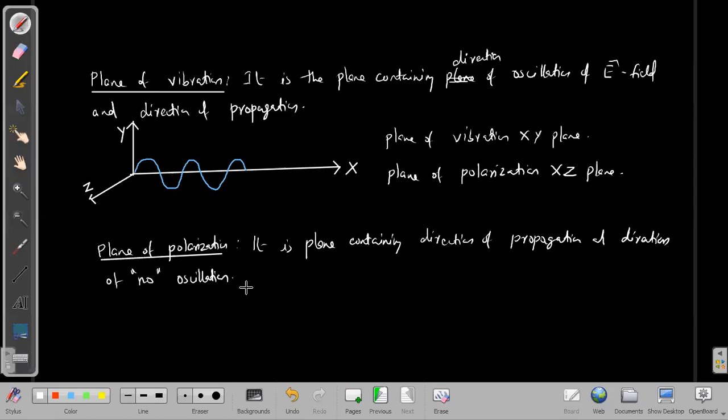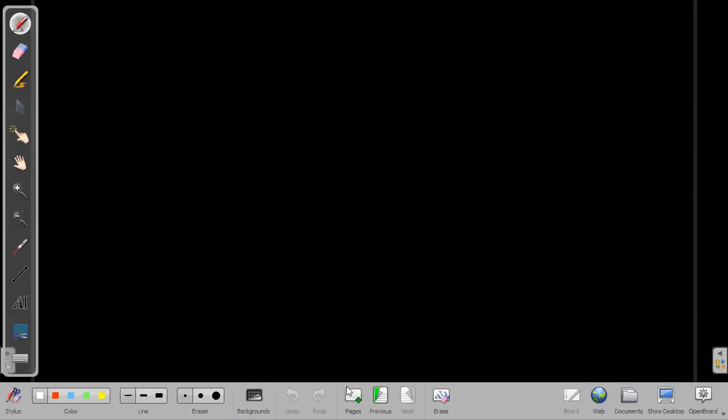Okay, now so once we have discussed the plane of vibration and plane of polarization, we can discuss the different types of polarization. So there are basically two types of polarization. One is called S type, another one is called P type.